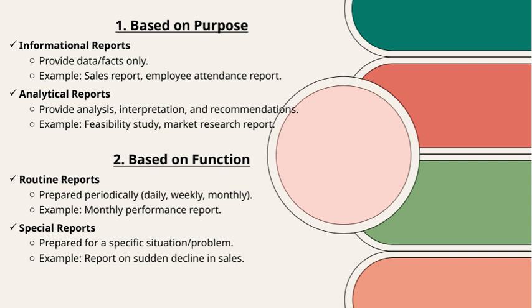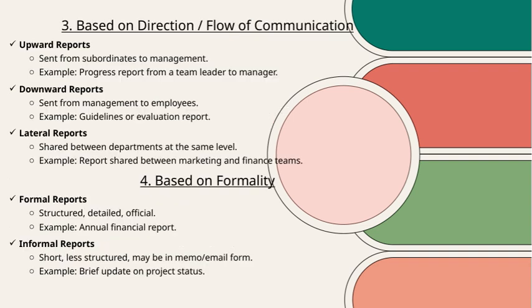This classification ties directly into our overall theme of effective communication, making sure the right information reaches the right people in the right way. Now, let's look at how the direction or flow of communication influences the types of reports we use. First, we have upward reports, which are sent from subordinates to management. For example, a team leader might send a progress report to their manager to update on project status.